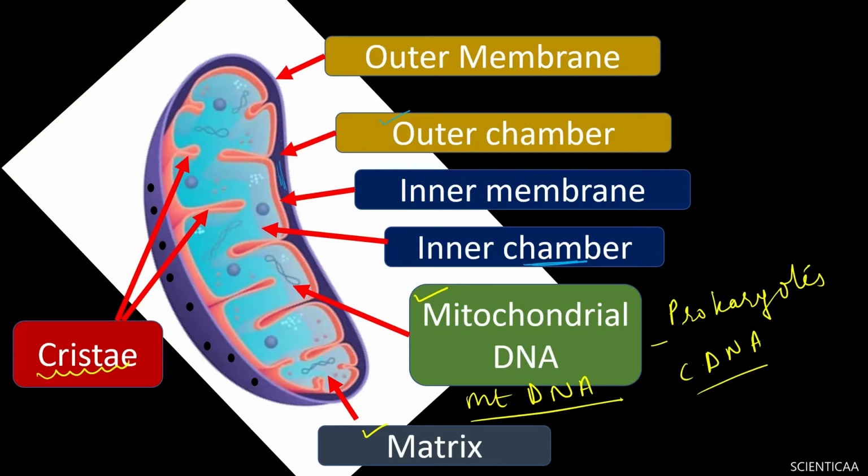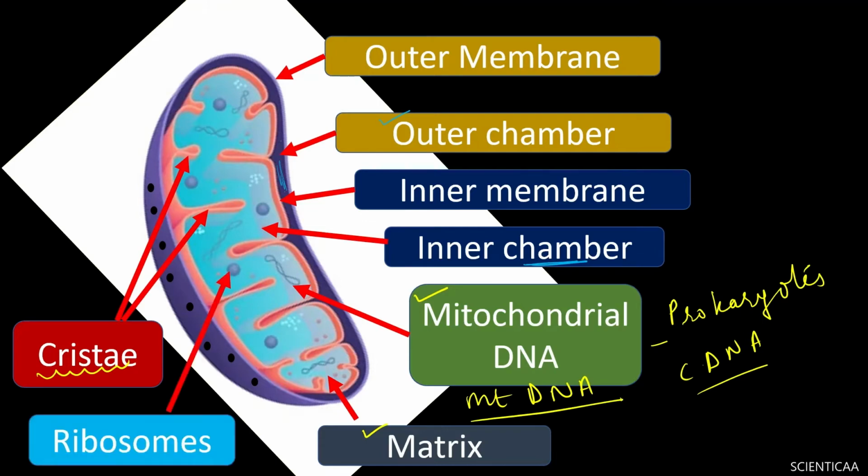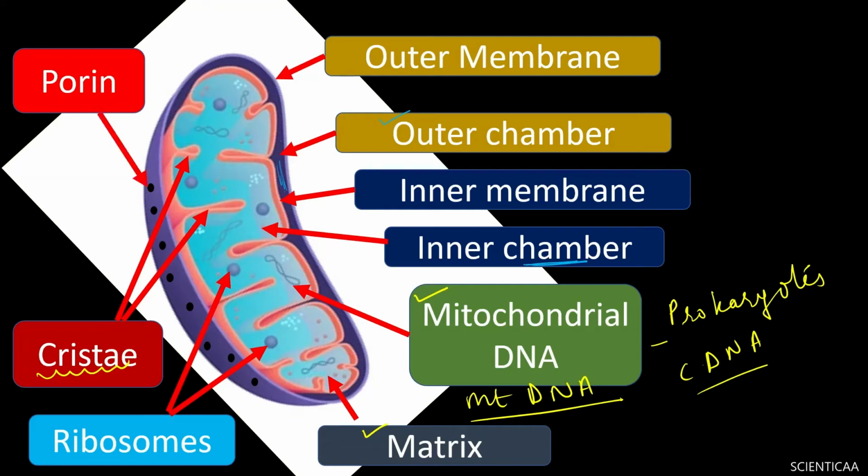Apart from DNA, ribosomes are also present inside the mitochondrial matrix. And we also have a structure which is called as porins, which are the pore-like structure present on the outer membrane of the mitochondria. So these are the pores which are present on the outside of the outer membrane. So these are called as the porins.